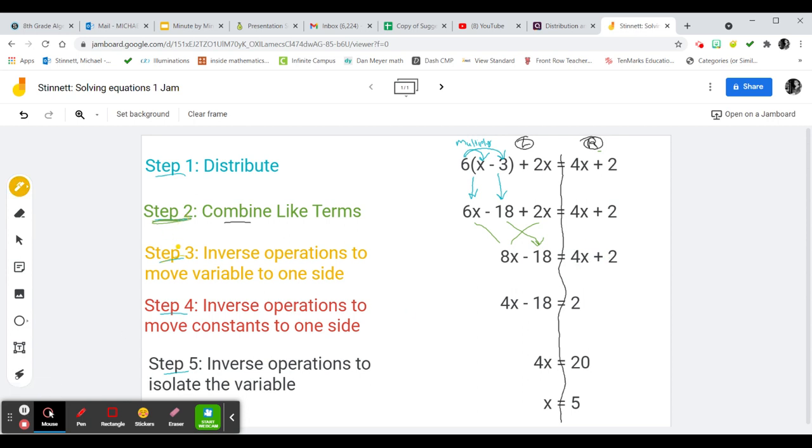So now that we got through, step 3 is going to be us using our inverse operations. Now here's the thing, guys. Inverse, all this really means is opposite.